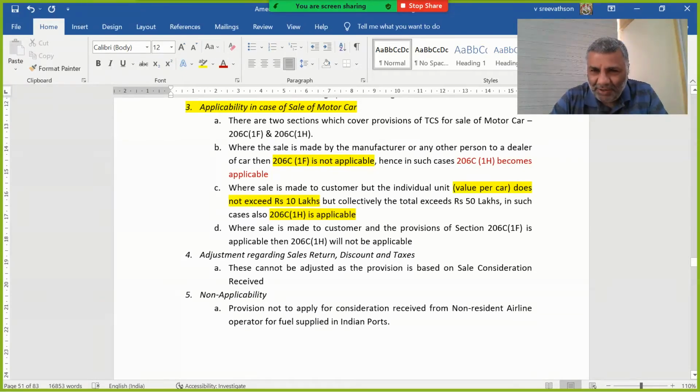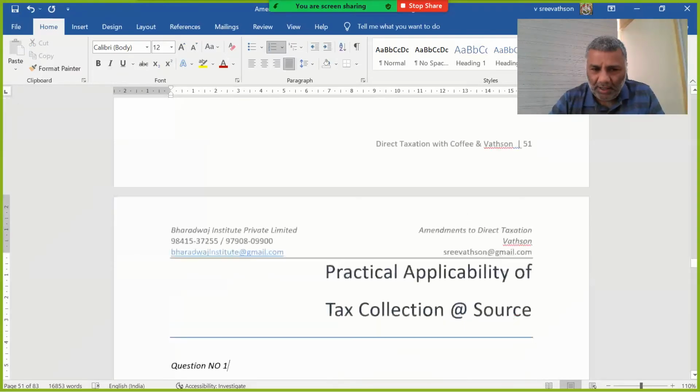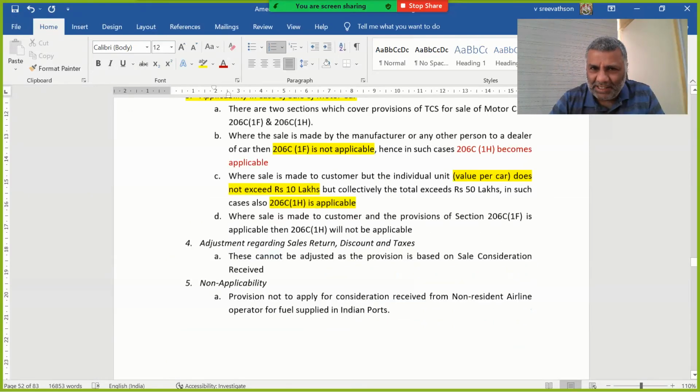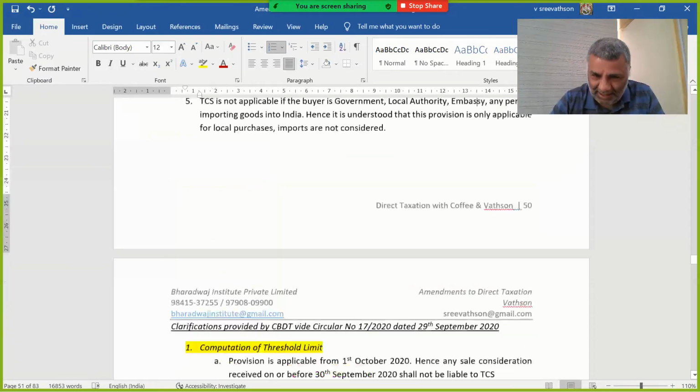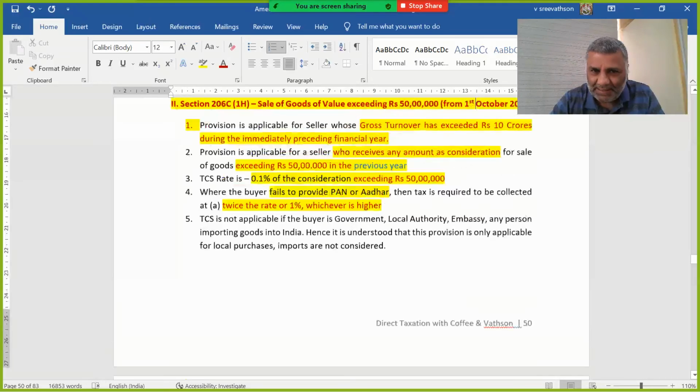Sales return, okay. The clarification I want now, because the provision is based upon sale consideration only. So on sales return, obviously I will not pay the consideration. If discount is given, obviously I will not pay the consideration. So this clarification is not needed. The provision is not applicable for consideration received from a non-resident airline operator or for fuel supplied in Indian ports. Okay, we already know that it is for resident assessees only. In fact, entire TCS is for resident assessees only.